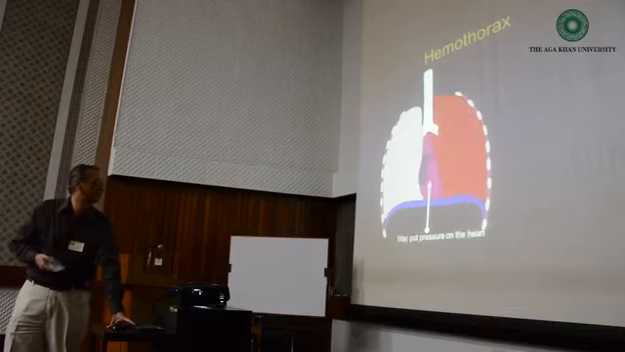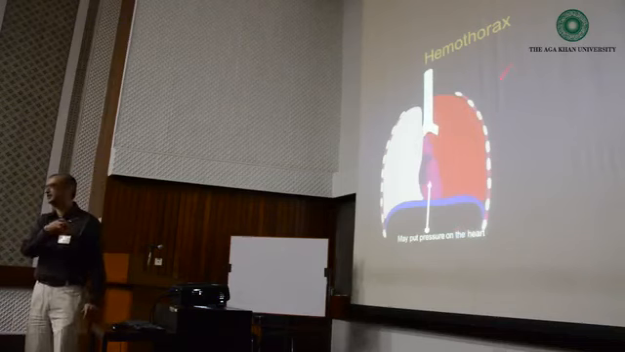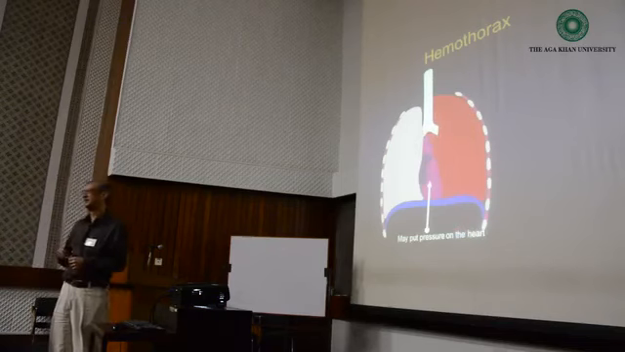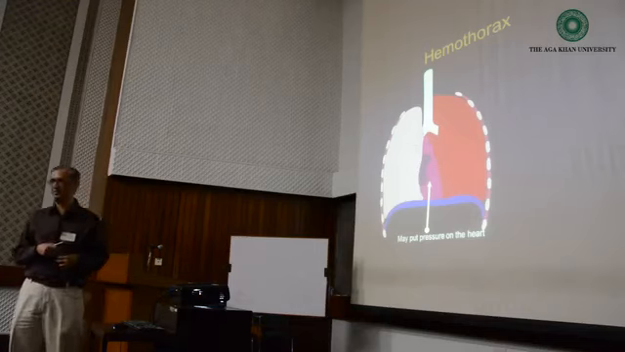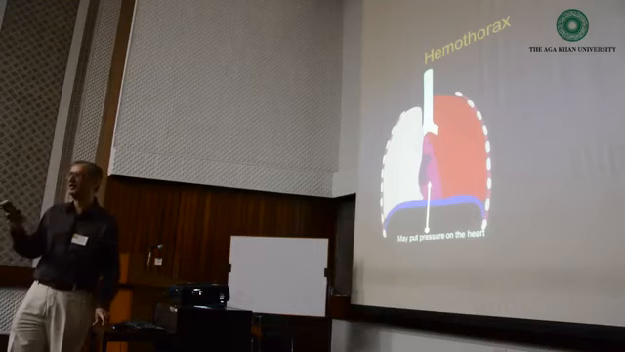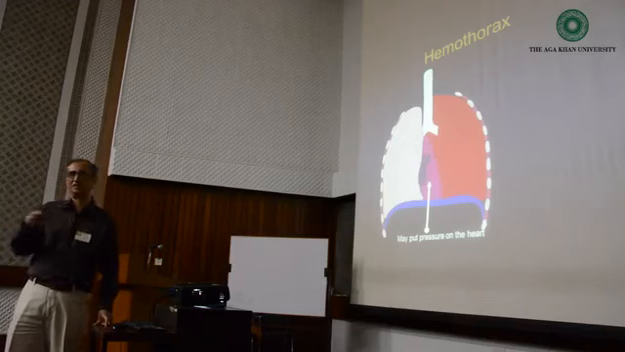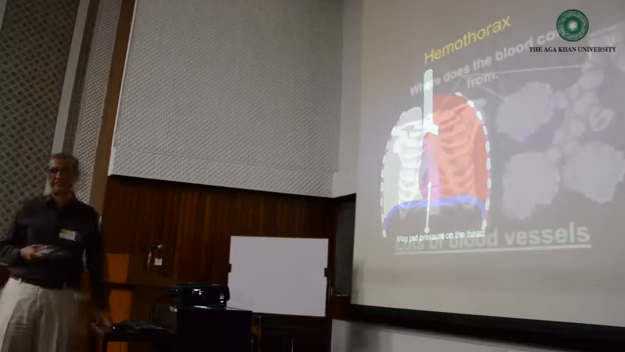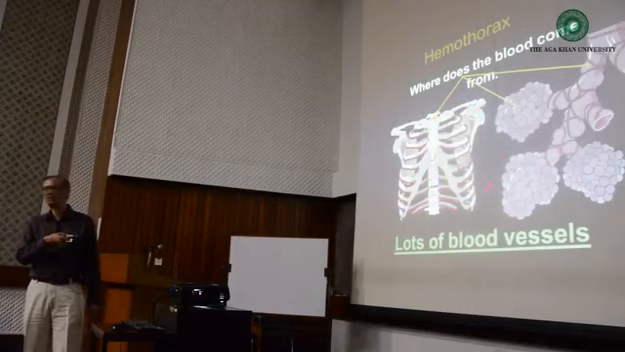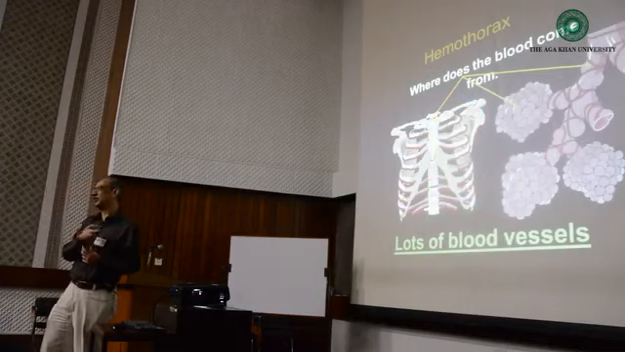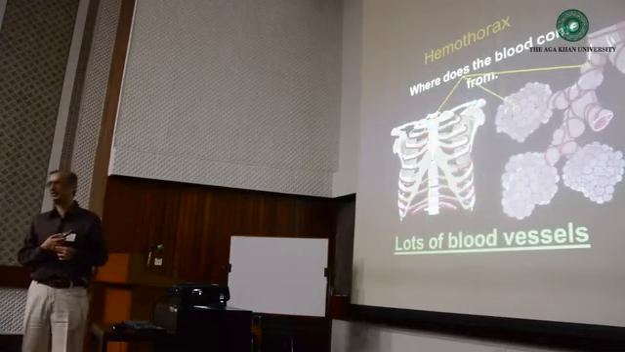So this can also cause pressure on the heart, and then it will have an effect similar to the tension pneumothorax. So it can be a tension hemothorax, although there is no such term as tension hemothorax, but the effect is the same. So where does the blood come from? All of it. There are lots of blood vessels, rather all the major blood vessels are in the thorax.